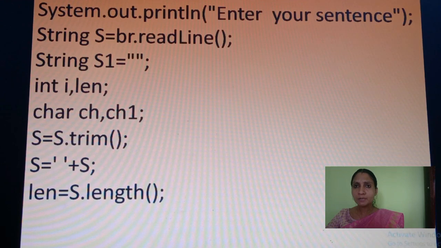To store the index number of each character we need a variable, that is i, and to find the length of the string we use len. Then we need two char variables: the first one is used to extract the characters and the second one is used to store the first letter of each word. So the variables are s1, i, len, ch and ch1. You must declare the data types of all these variables.